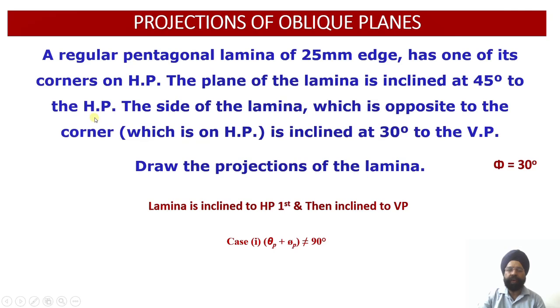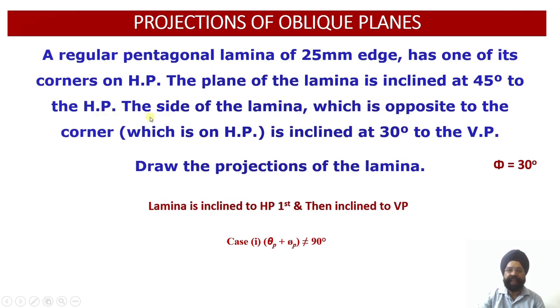So on the horizontal plane, in the top view, we are going to obtain the true shape of this pentagonal lamina below the XY line. And since this lamina is perpendicular to the vertical plane, in the front view, that is on the vertical plane, we will be obtaining the edge view of this lamina.